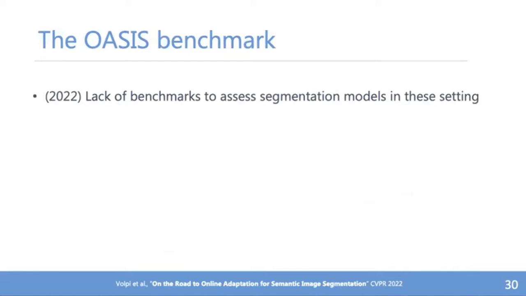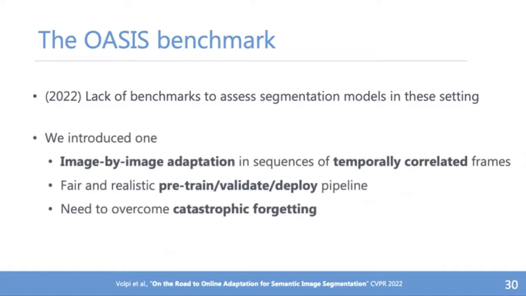So let me show a little bit of what we did with my collaborators. A year, a year and a half ago, there was a lack of benchmarks to test continual test time adaptation on semantic segmentation. So what we did was introduce a benchmark called OASIS, online adaptation for semantic image segmentation. The literature uses many names; a year and a half ago it didn't even feel like a good idea to call this test-time adaptation, so we called it online adaptation, but this is test-time adaptation.